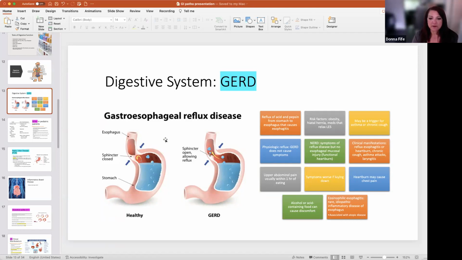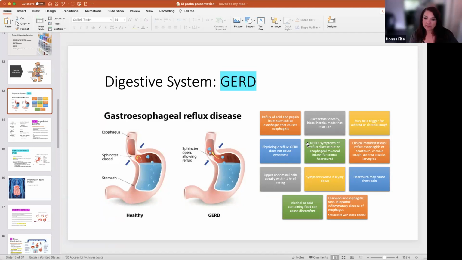Physiological reflux, GERD doesn't cause symptoms sometimes. We also have NERD, which is a non-erosive esophageal reflux, where you have the same symptoms of reflux, but no esophageal mucosal injury. So it's a functional heartburn. Now, what clinical manifestations are we going to see in the patient with GERD?